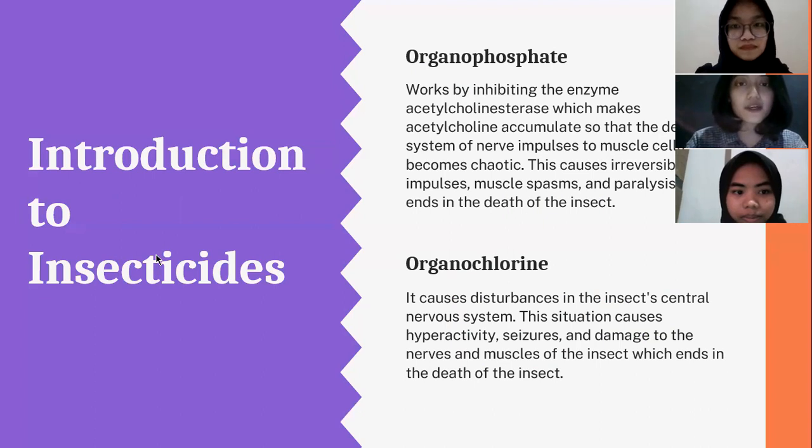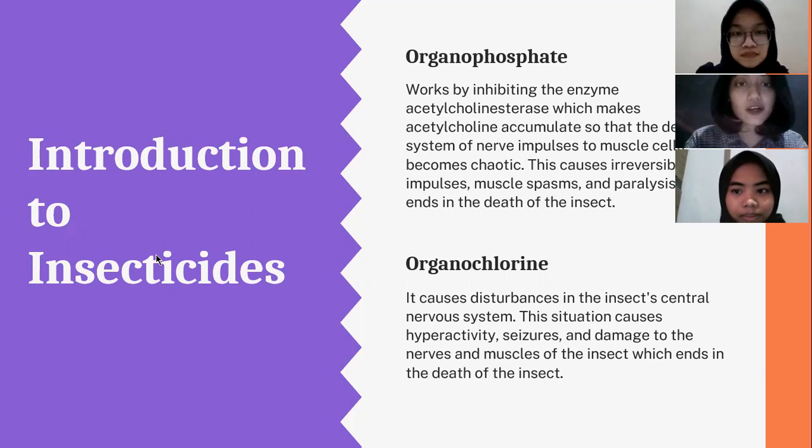The active ingredients of insecticides consist of various groups based on how they work. The classes of active ingredients of these insecticides include organophosphates, organochlorines, carbamates, and pyrethrins or pyrethroids.